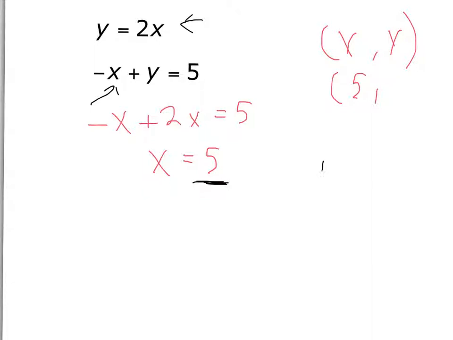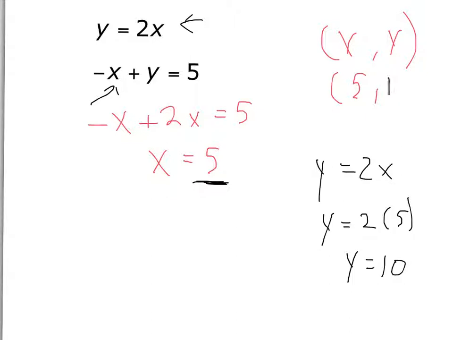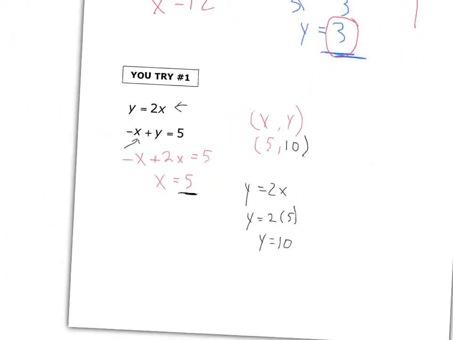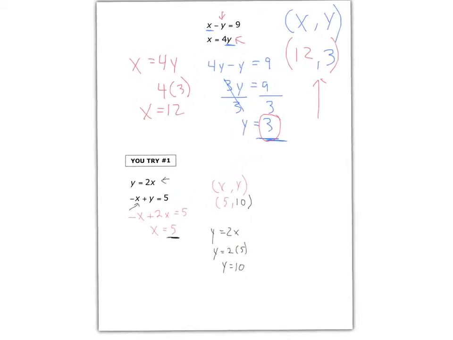You don't want to give yourself more work. So we have y equals 2x, and instead of x, I'm going to plug in a 5. 2 times 5 is 10, so our y equals 10. That's our other half of the solution. So (5, 10) is a solution that makes that system of equations true. Here are 2 examples for you. Make sure that you have these written down and ready to go.